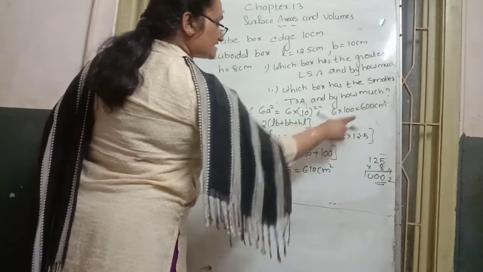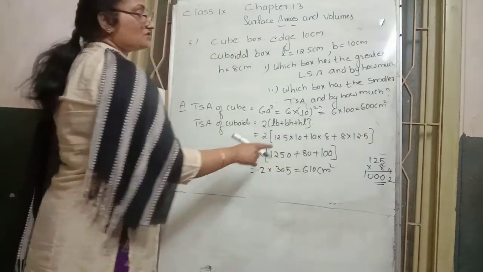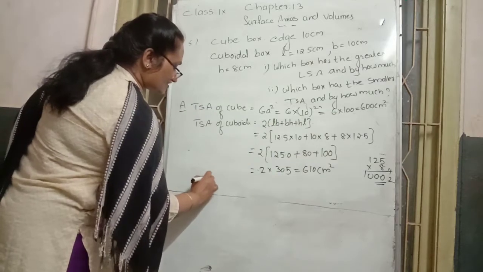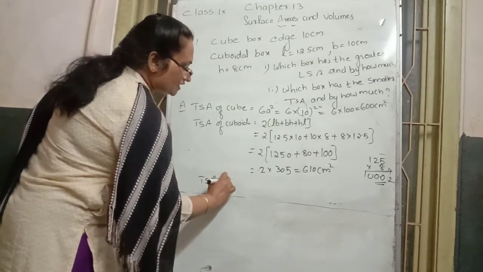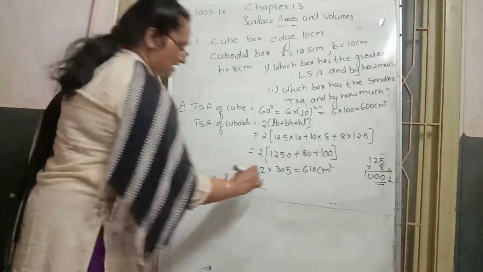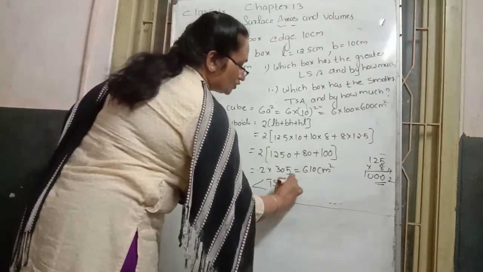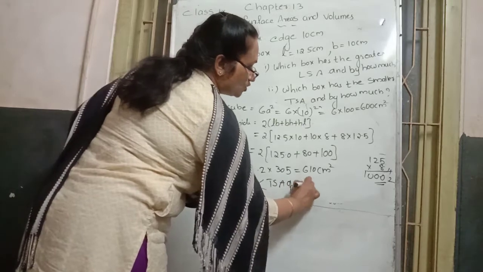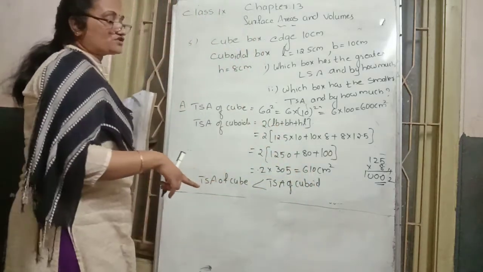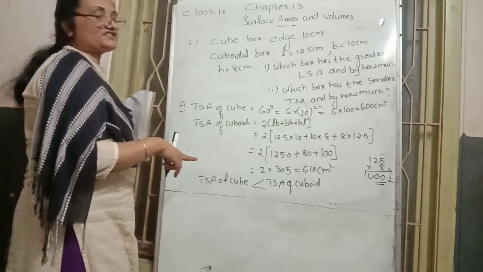Which is smaller? Here 600, here 610. Which box has the smaller TSA? The cube has. So we can say the TSA of a cube is smaller. The cuboid has a larger TSA. They are asking for the smaller case. That's why the TSA of the cube is smaller than the TSA of the cuboid.